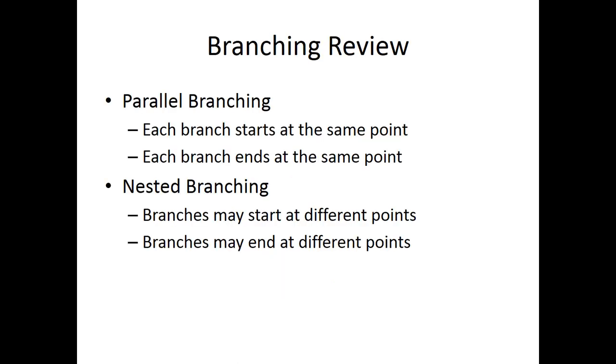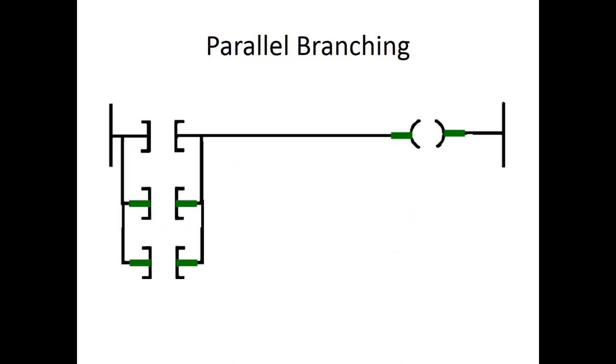Branching review. We've already done some parallel branching. You're doing a good job of pulling the branching down, and it starts in, it's just a parallel circuit. Starts in at the same point. Nested branching is a branch within a branch. Okay, and we'll take a look at some examples.